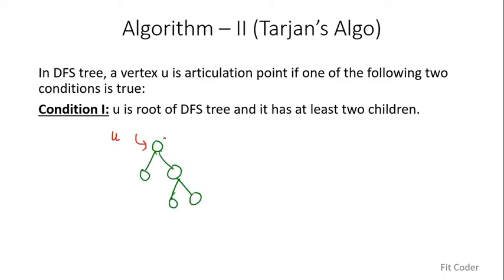If we remove this vertex and the edges attached to it, we'll get two different components of the same graph. So that means U has to be an articulation point. The first condition is quite simple to understand. We just have to check whether the root is a node of the tree and it has more than one child. If the condition is true, that node is an articulation point.